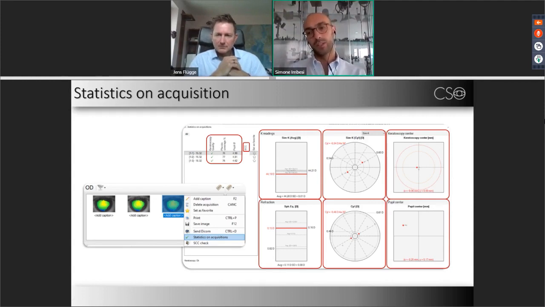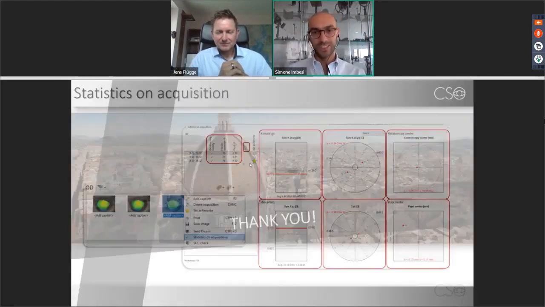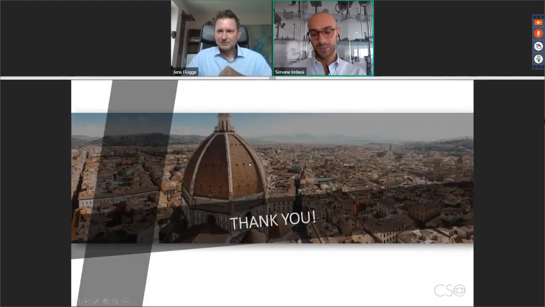If these little crosses are close to each other, you know that the fixation of the patient was stable. Once you have analyzed all these parameters, you are even able to select which acquisition is your favorite, and for the next time you can decide to open just the star acquisition. So this was what I wanted to say, and thank you very much.